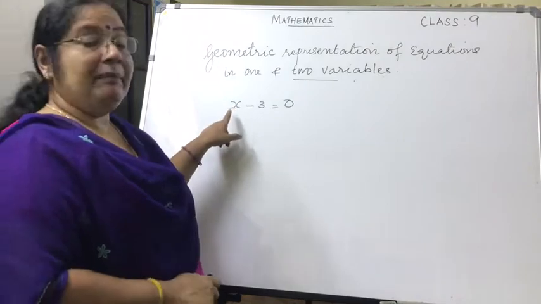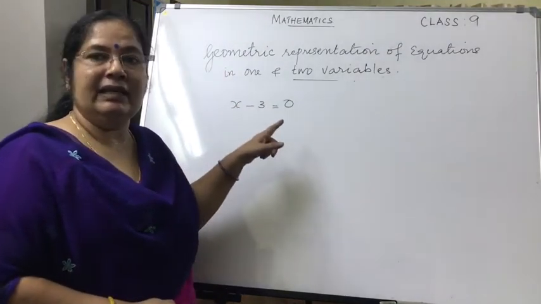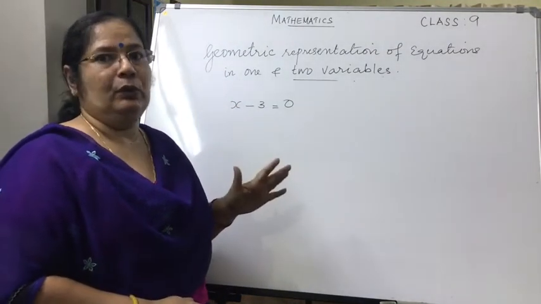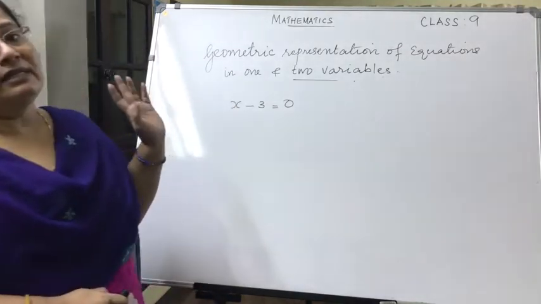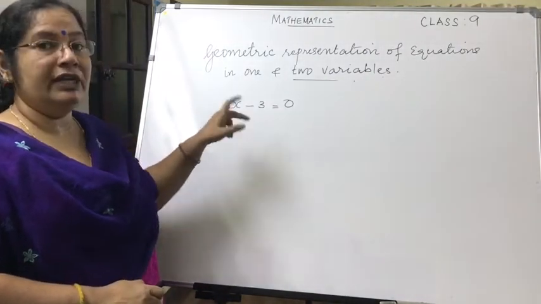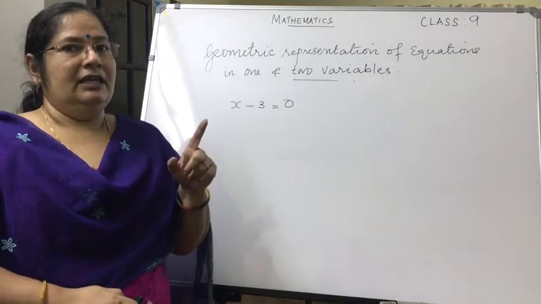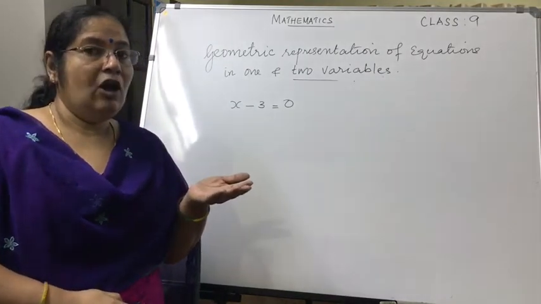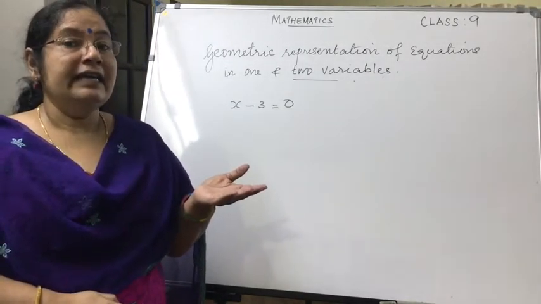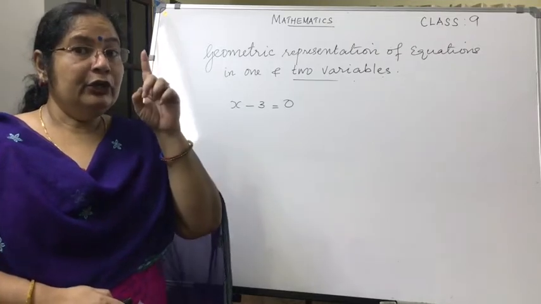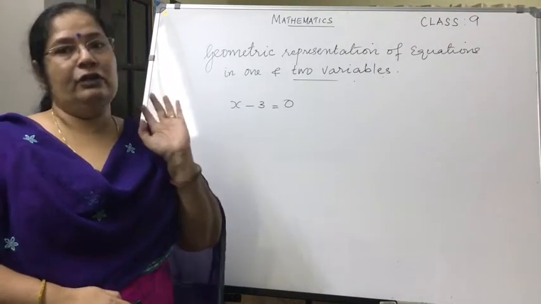Now I've got an example here. x minus 3 is equal to 0. So x minus 3 equal to 0 means this is an equation in one variable. So an equation in one variable, how many solutions will it have? It will have only a unique solution. Only one solution will be there.